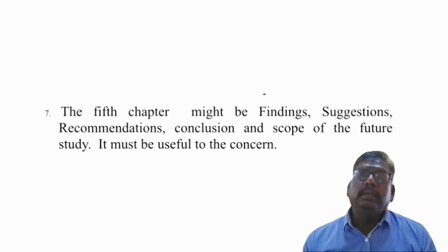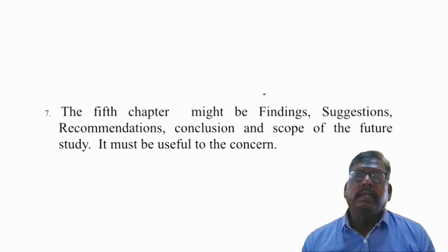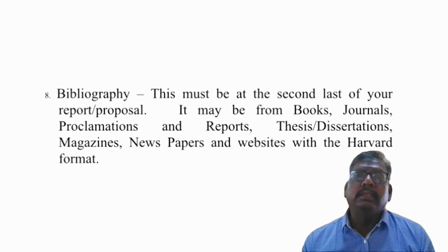Then the fifth chapter should be the findings, suggestions, recommendations, conclusion, and scope of further study. The scope of further study helps future researchers. The next one is the bibliography. The bibliography should be second last in your report, and you have to classify it: books, journals, proclamations, reports, dissertations, theses, magazines, pamphlets, manuals, tracts, and websites. This way you can classify it.